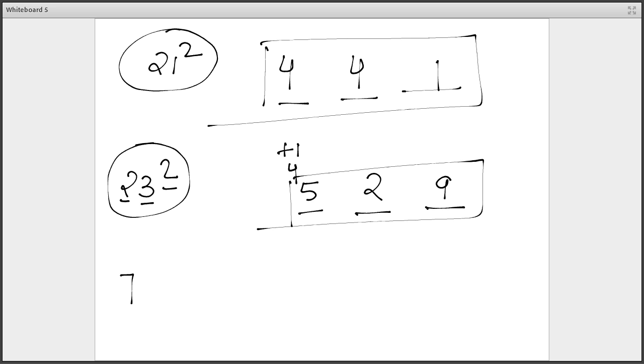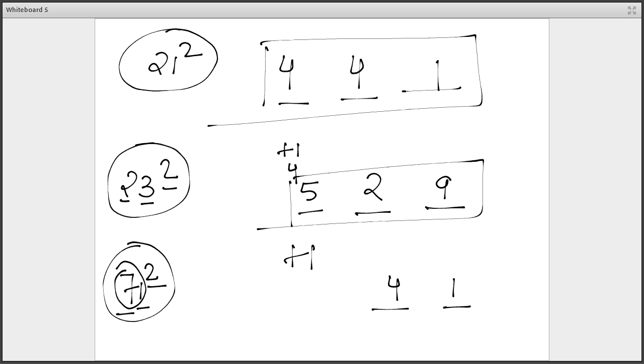Let's take some more examples. 71 square. 1 square is 1. Then 7 into 1, it's 7, into 2, 14. Write 4, and 1 will be carry over. 7 square is 49, plus 1, 50. So we got the answer as 5041.